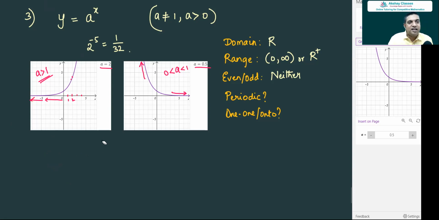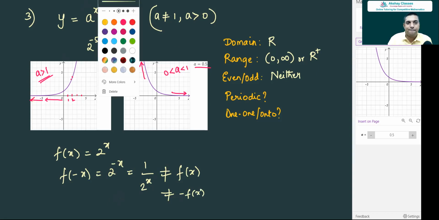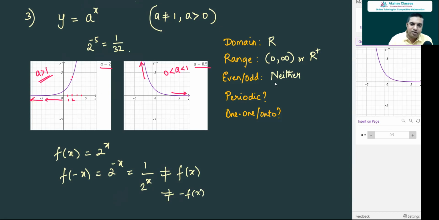You can see here, if you want to check even or odd, say f of x is 2 power x. You take f of minus x, which is 2 power minus x, which is 1 by 2 power x. It is not equal to f of x. It is not equal to minus f of x. So it is neither even nor odd. Periodicity: non-periodic.